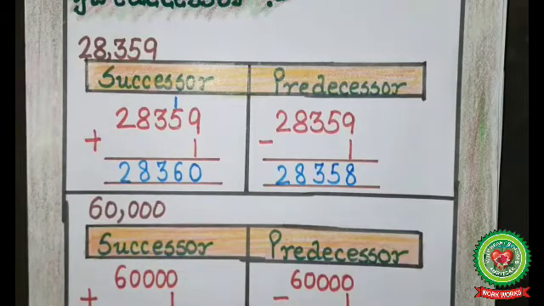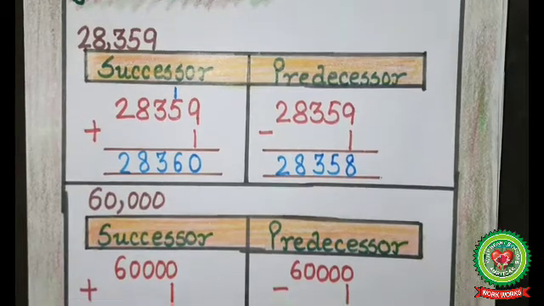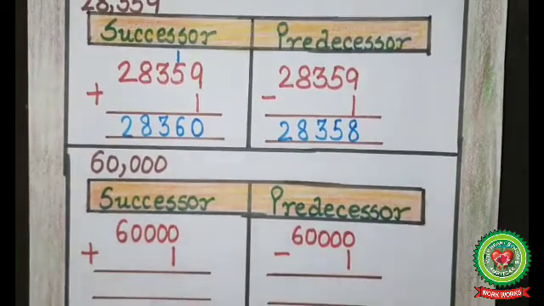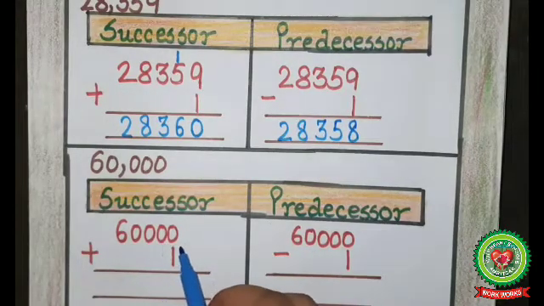Now, let's take one more example. 60,000. Now, students, again, I have to find out its successor and its predecessor. Again, for finding out the successor, I will add 1 in the given number. And for finding the predecessor, I will subtract 1 from the given number. Now, let's find out its successor. For this, we will add 1 in the given number.